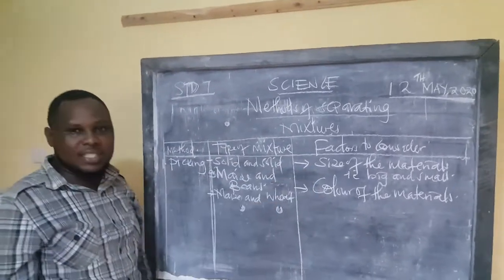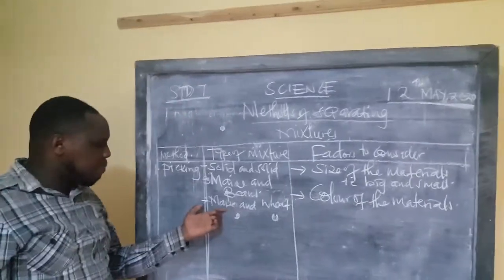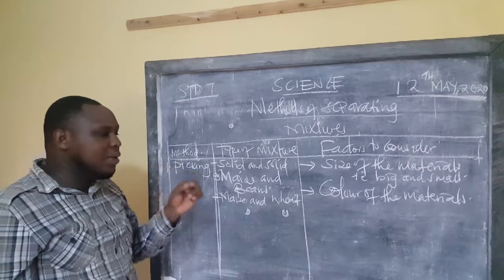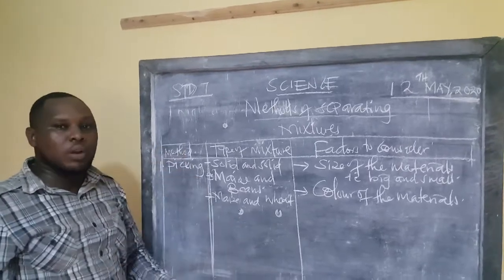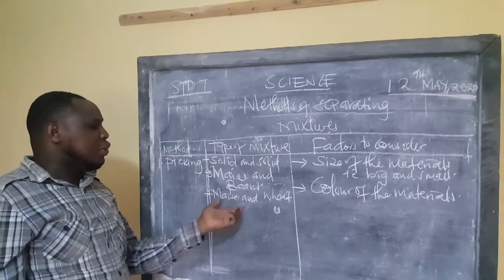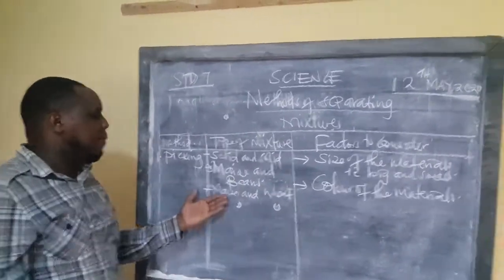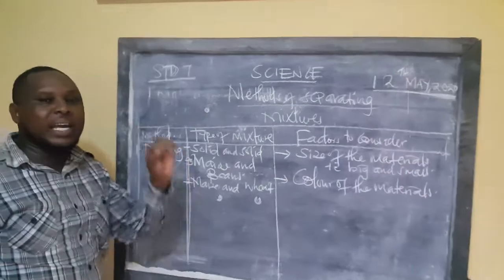Then we talk about size. Let's look at maize and wheat. Wheat is small compared to maize. So you only pick the bigger one and leave the small. If you pick maize, you'll be left on the other side with wheat. So you'll have separated maize and wheat using picking as a method.